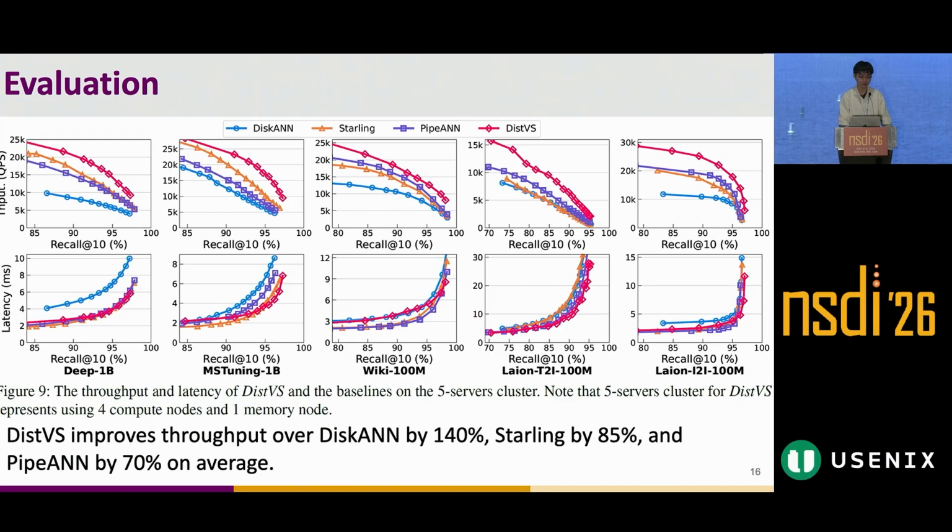This is the overall performance. We have five datasets, and the x-axis is the recall, and the y-axis is the throughput and the latency. We can find that DistVS outperforms all baselines in throughput, improving throughput by over 114% compared to one baseline and 70% compared to the other. DistVS's latency is also similar compared to these baselines.